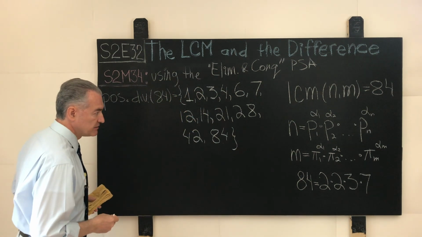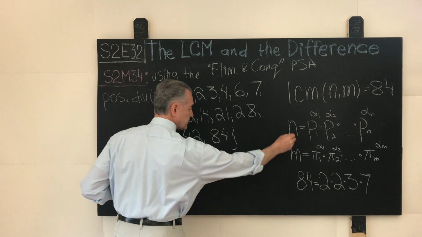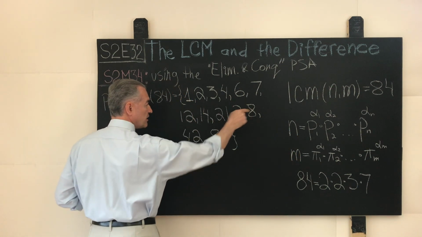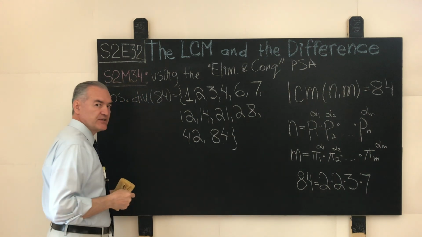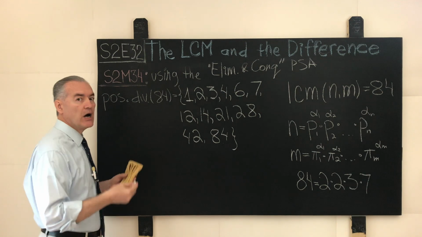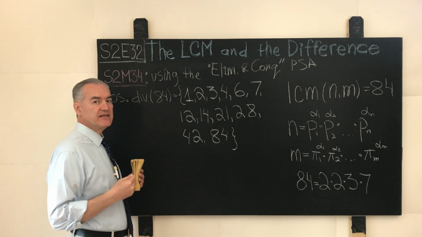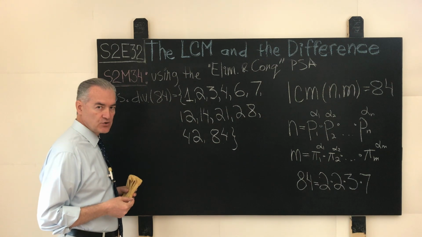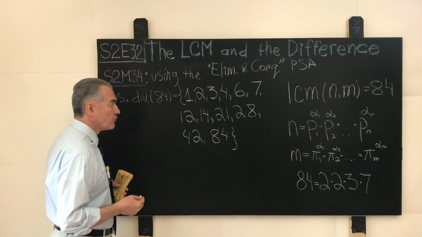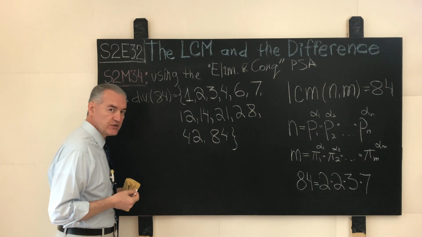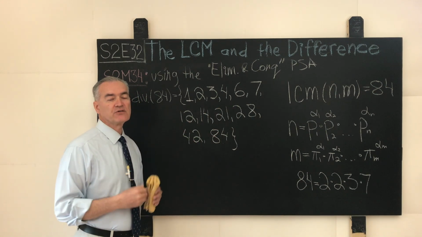That means that our mystery whole positive numbers n and m are hiding somewhere in that set of positive divisors of the number 84. And now our objective is to apply the eliminate and conquer problem solving approach to the process of the recovery of these two mystery numbers precisely by using the elimination rounds.